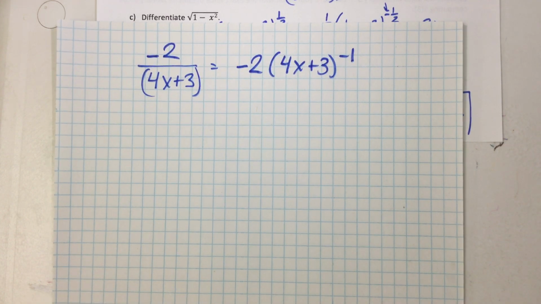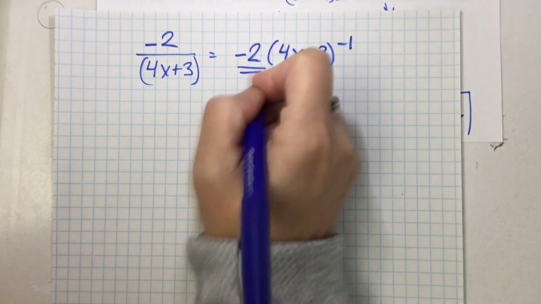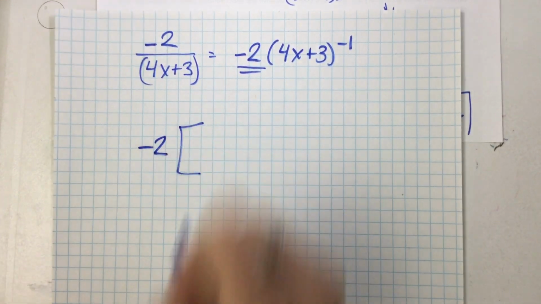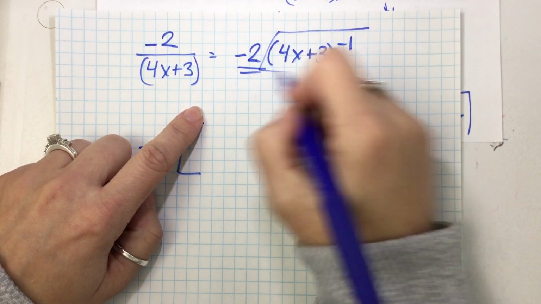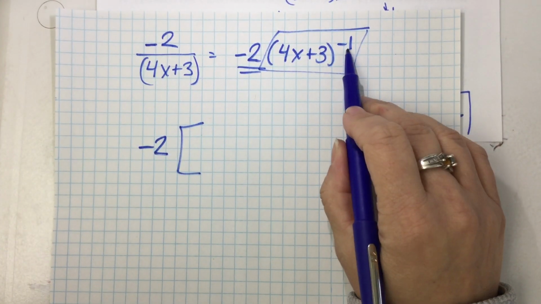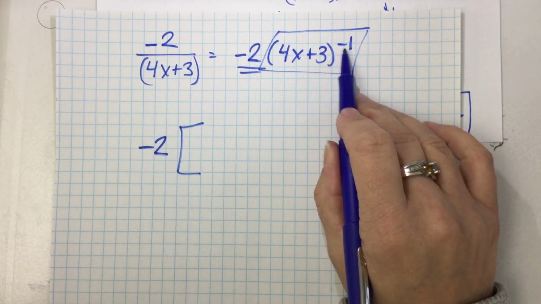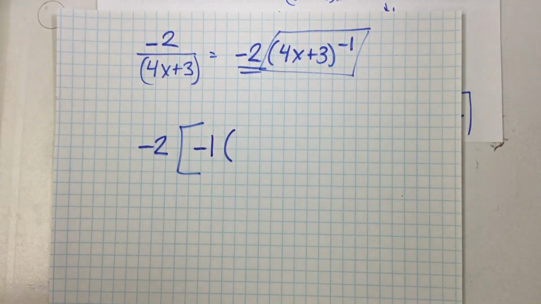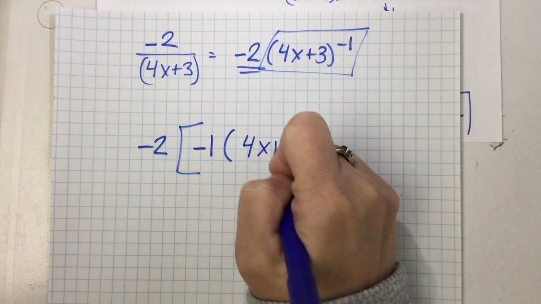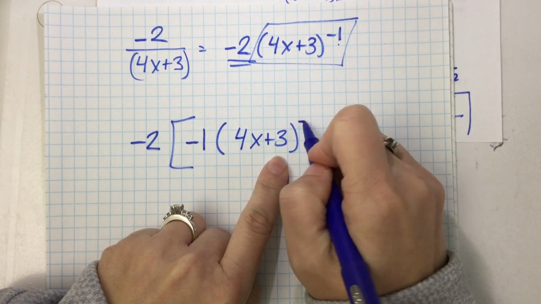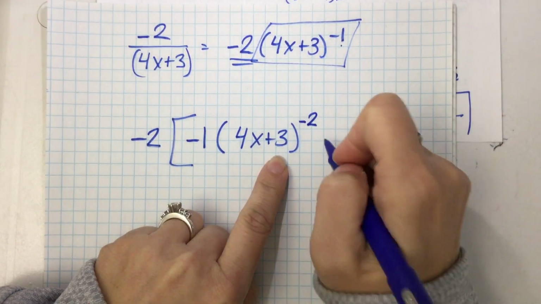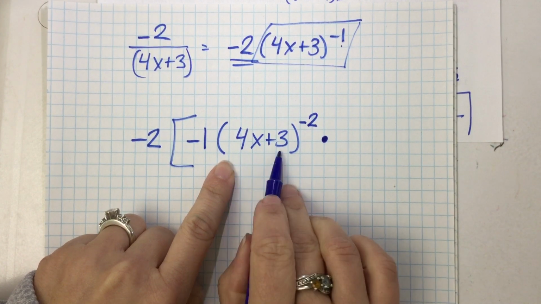So again, I'm going to do the constant multiple rule. I'm going to take that -2 and not worry about it till the end. That's what that rule allows us to do. Now this is general power rule because I have an exponent outside of a set of parentheses. The -1 comes out front. 4x plus 3 stays the same. Reduce the exponent by 1, making it a -2, times the derivative of the inside.